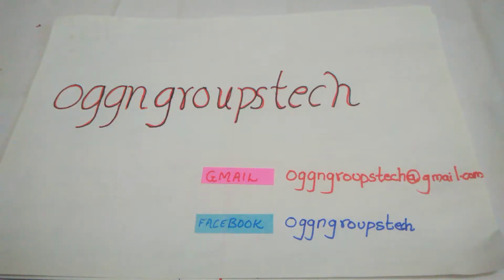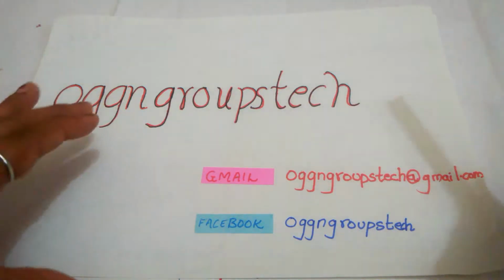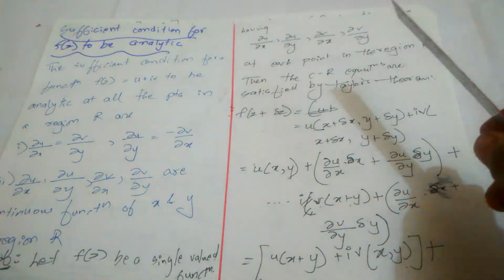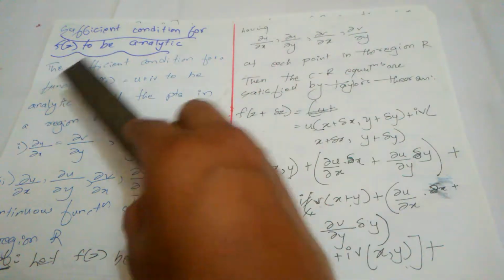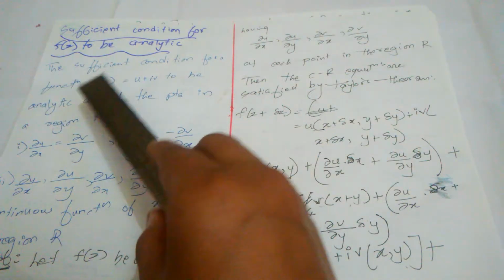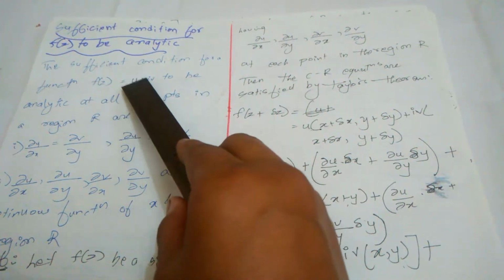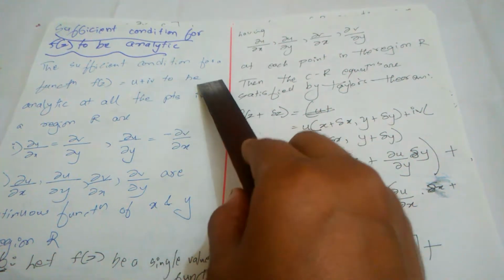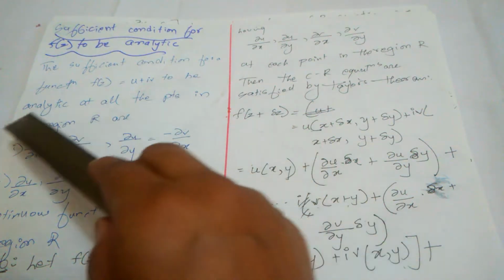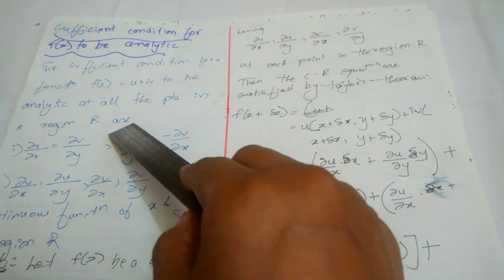Hello, today we are going to start a new topic called the sufficient condition for f of z to be analytic. So first let us write the statement. The sufficient condition for a function f of z equals u plus iv to be analytic at all the points in a region R.